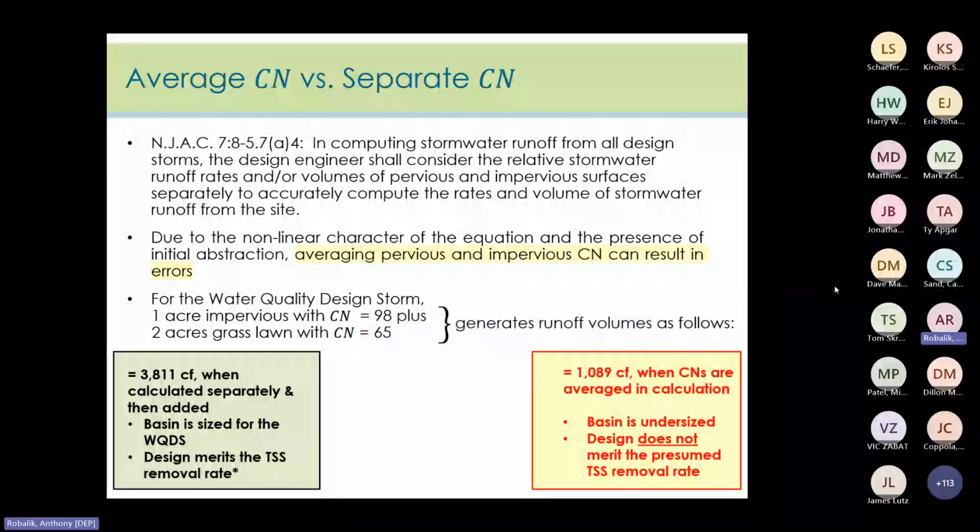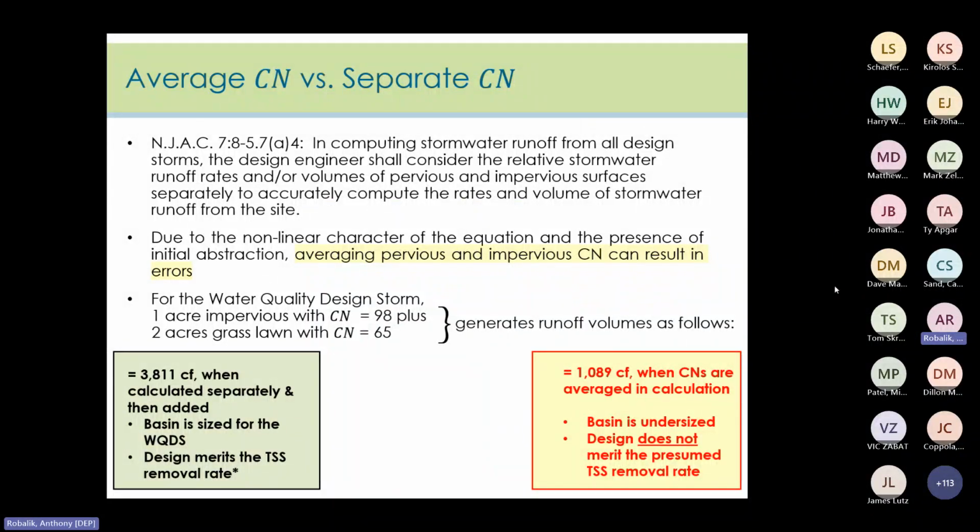All right, so what do we do if there's more than one curve number? Due to the nonlinearity of the equations and losses from initial abstraction, it's important, and it's also required in the rules, to compute separately the runoff volumes from pervious and impervious areas instead of averaging the curve numbers. Particularly for smaller, more frequent storms, averaging is going to underestimate the volume of runoff generated by the impervious surface on a site that has pervious land cover as well. And using composite CN values is one of the common errors that we found in our reviews.